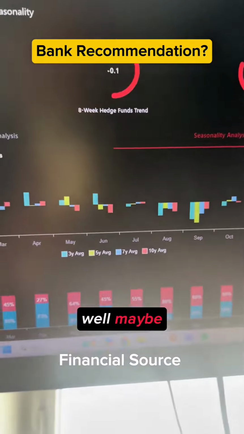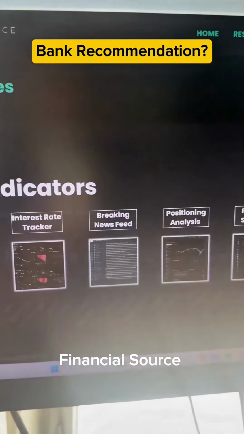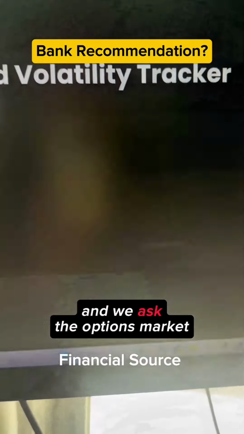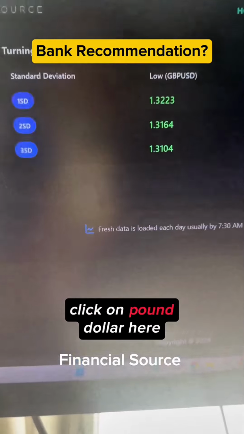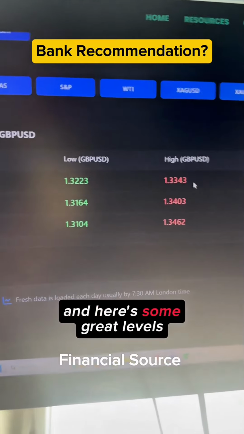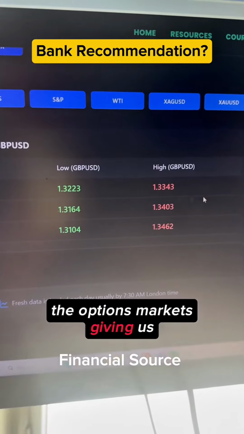And then it's like, okay, well, maybe we want to combine and find some entry points to short the pound. We go over here to our volatility tracker and we ask the options market and we say, give me some levels to short the pound from. Click on pound dollar here, and here's some great levels derived from implied volatility the options market's giving us to short the pound dollar.